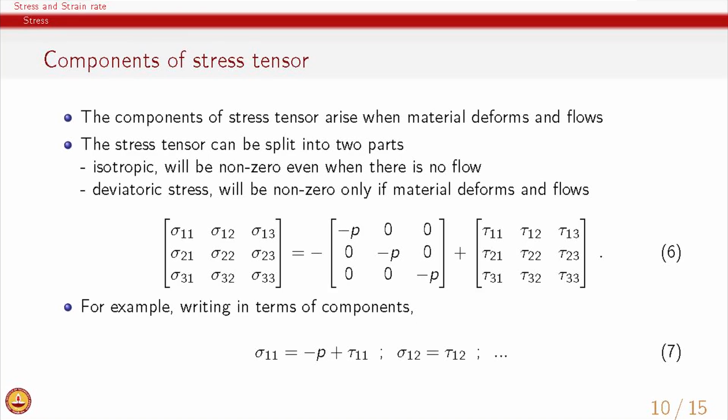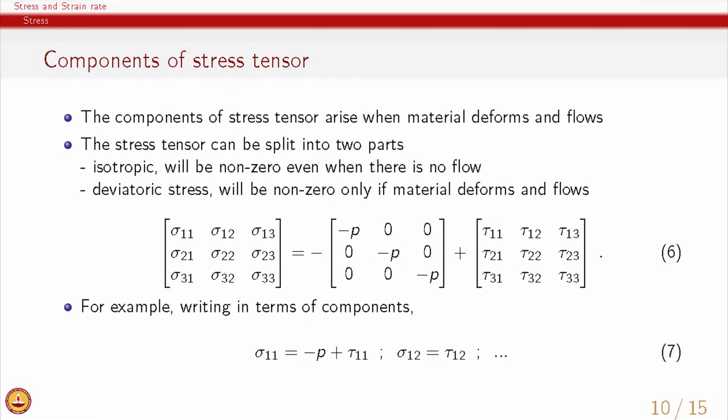In terms of using it further for rheological analysis, we will split it into 2 parts. Isotropic, which we have already seen, is pressure, and this will be non-zero even if there is no flow. We will define another stress called deviatoric stress, which will be non-zero only if the material deforms and flows. So, the overall stress, which is called the total stress, is equal to the pressure in the material and the deviatoric stress. This is the deviatoric stress and this is pressure.